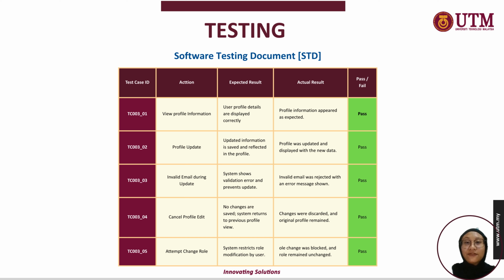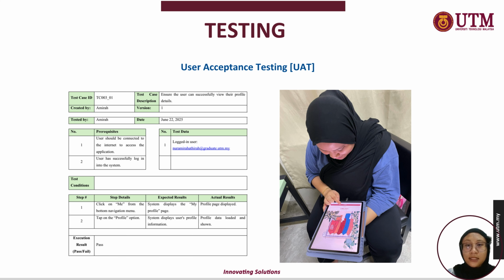So for the testing phase, I used the black box testing method, where the system was tested based on input and expected output without accessing the internal code. So this is the STD, which is to validate individual functions such as profile viewing, updating, and input validation. And these are some examples from the UAT to ensure the system meets user expectations and behaves correctly from the user's perspective. All the test cases passed successfully, confirming that the application worked as intended.